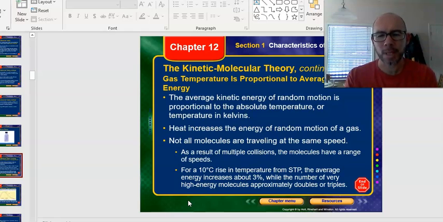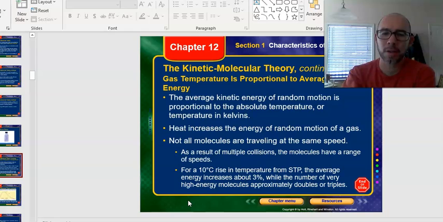Okay? Heat increases the energy of random motion of a gas, and not all molecules are traveling at the same speed. We'll talk about that later when we talk about a two-gas mixture and which one, if they're leaking out of a hole, will go faster. Maybe we'll talk about why your voice can be high with helium and low with sulfur hexafluoride or whatever it is, the one that makes your voice sound really low.